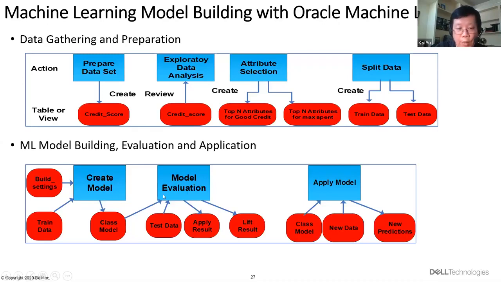Then after you create the model, we're going to validate how good this model is. We take the model and the test data. We use this model on the test data to calculate the predicted credit. Then we compare the predicted credit with the real credit to show the difference. The difference is stored in what is called the lift result. And this lift result is a single indicator to show how good this model is.